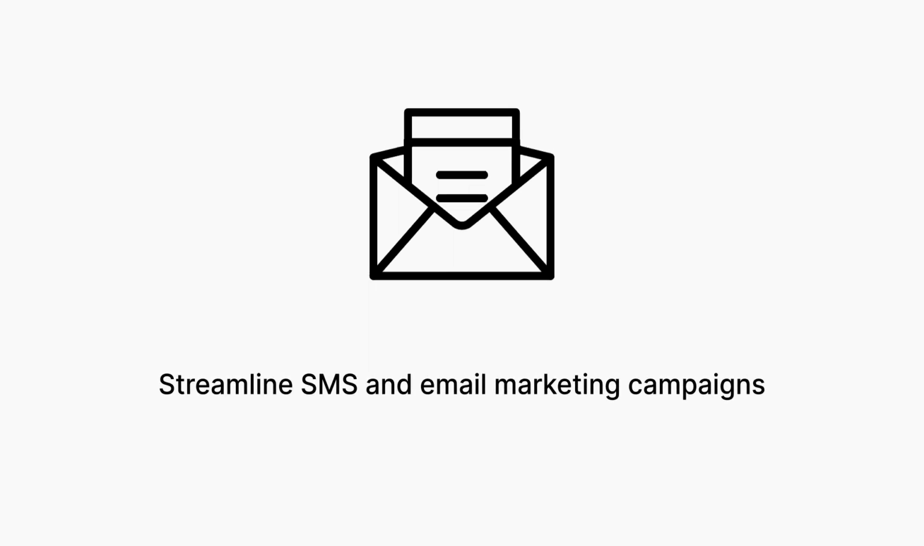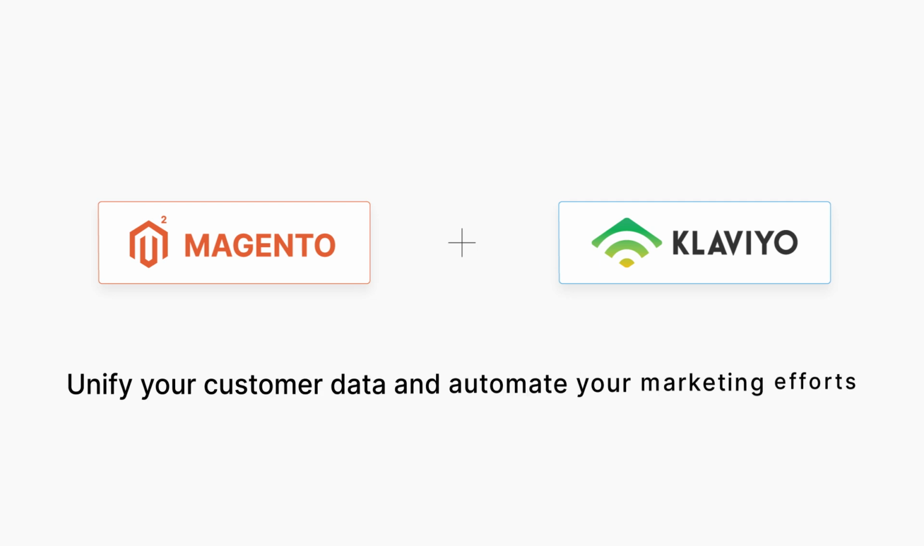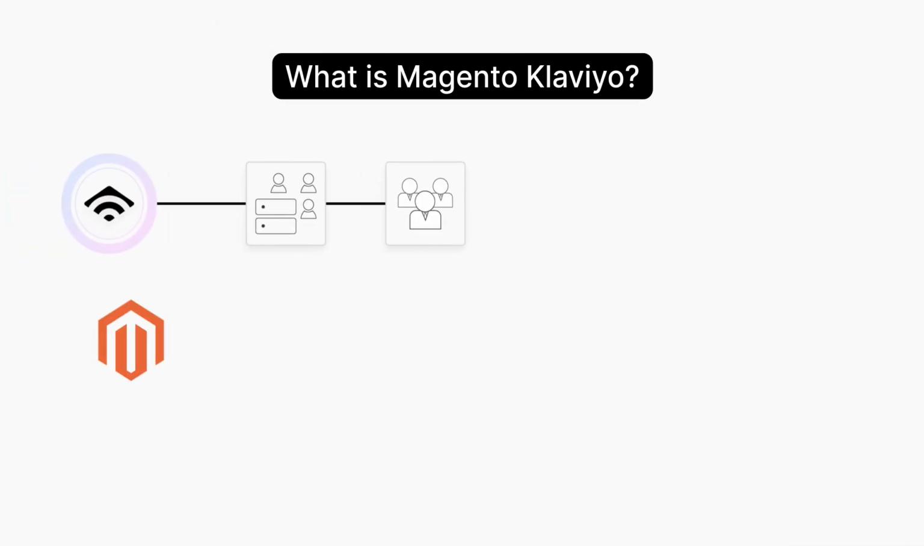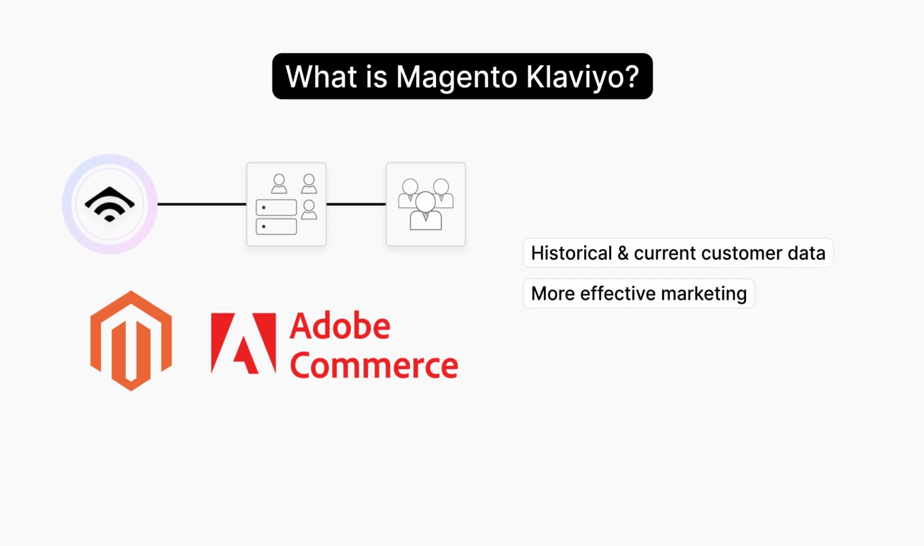Are you looking to streamline your SMS and email marketing campaigns? Integrating Klaviyo with Magento 2 can unify your customer data and automate your marketing efforts. Klaviyo seamlessly integrates with Magento and Adobe Commerce stores. It captures all historical and current customer data for more effective marketing.